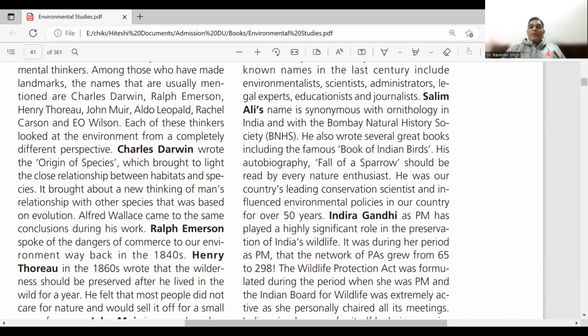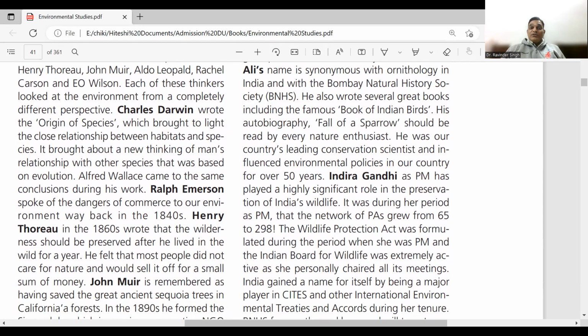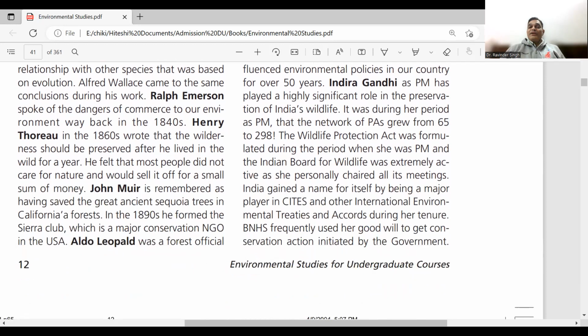His autobiography, Fall of a Sparrow, should be read by every nature enthusiast. He was our country's leading conservation scientist and influenced environmental policies in our country for over 50 years. Indira Gandhi as PM has played a highly significant role in the preservation of India's wildlife. It was during her period as PM that the network of PAs grew from 65 to 298.